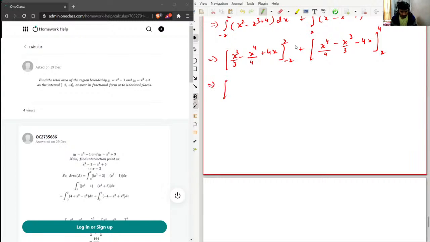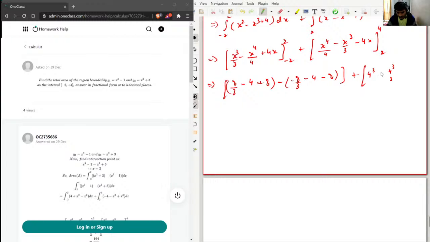So 2 cube will be 8 over 3 minus, this will be 2 into 2 into 2 into 2, 2 power 4 over 4, one 4 will be cancelled, so this will be 4, and this will be plus 2 4 is 8, minus 8 over 3, minus again 4, and this will be minus of 8, plus this will be 4 power 4, so 4 into 4 into 4 into 4, one 4 will cancel, so this will be 4 cube, minus 4 cube over 3.